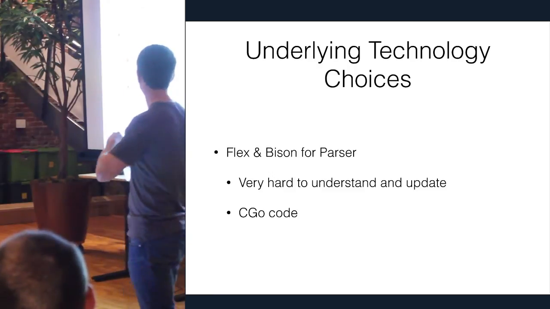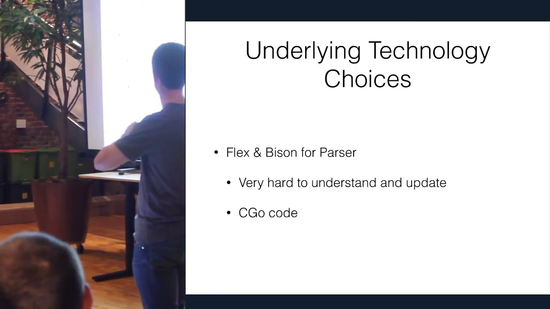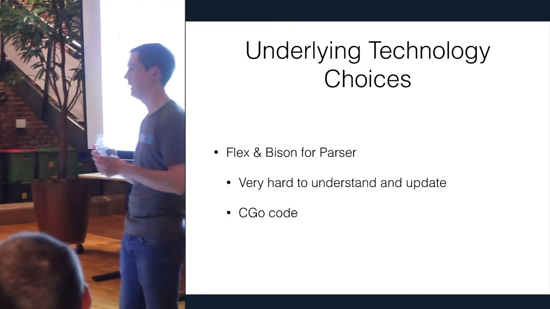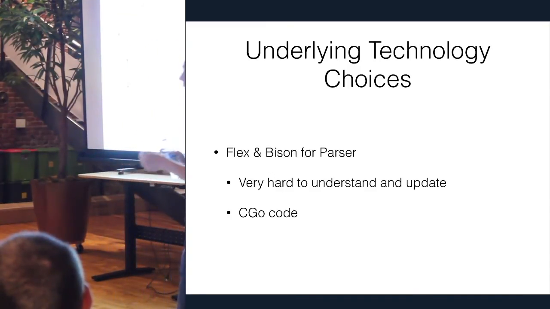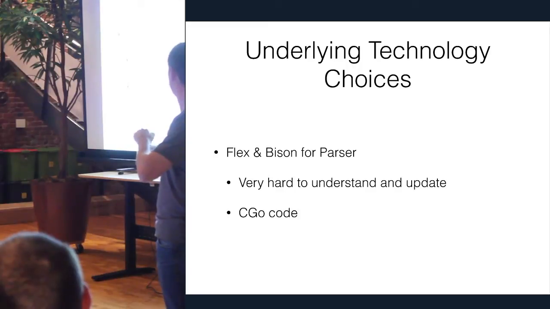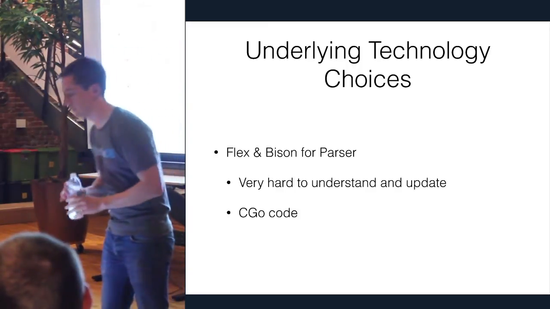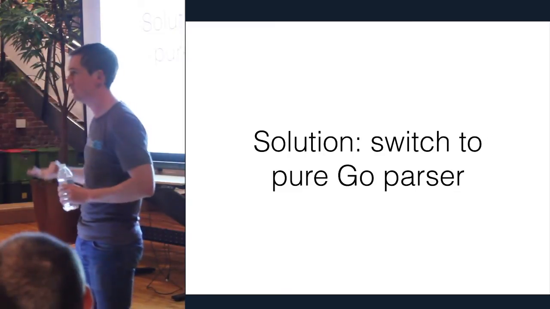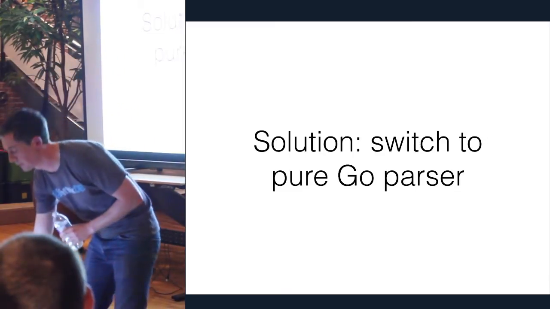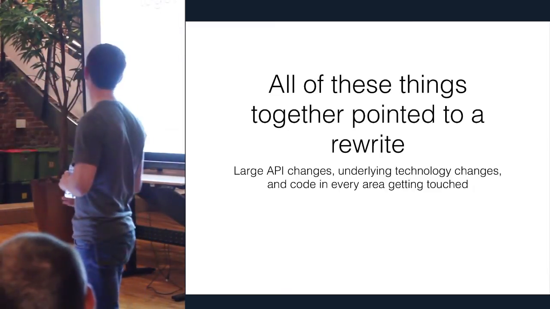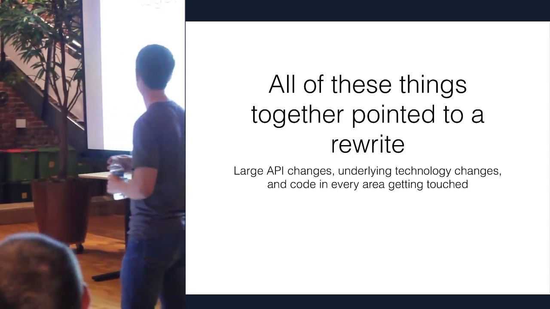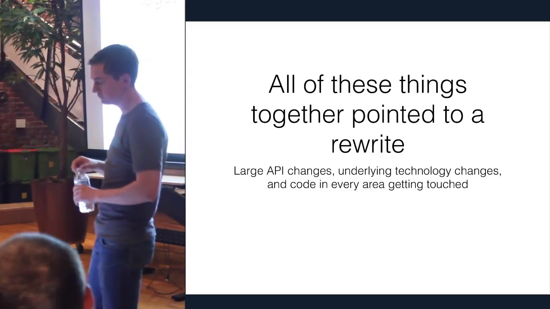Another one was we used flex and bison for the parser. These were very hard to understand and update. There are some people who love to write Yacc grammars, but I'm not one of those people. And it also has gogo, which was kind of sucky from a build perspective. So our solution there was to switch to a pure Go parser, which is easier to understand, easier for people to come in and actually add to and modify, and we don't have to deal with gogo.